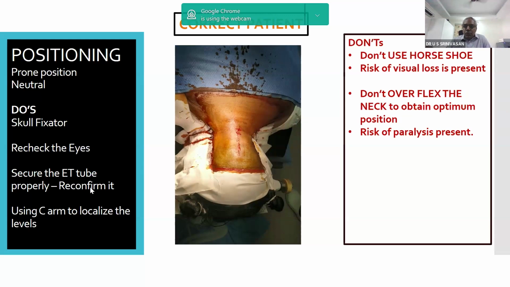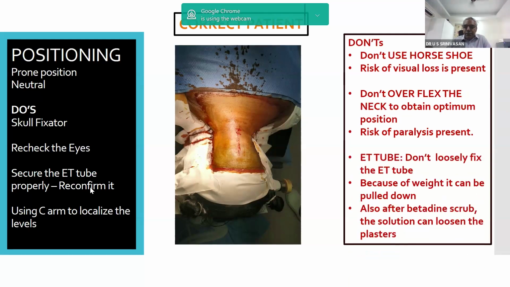Then don't overflex the neck. We have a tendency as neurosurgeons to get an optimum position during laminectomy, lumbar, cervical, or whatever it is. But in this case, there is anterior compression. Please don't overflex the neck. Whatever position you get, please proceed with it because there is a risk of paralysis. Anteriorly it's already compressed and the anterior column is fixed. So if you try to overflex it, you will not get it, but under anesthesia, you can do it, leading to further cord compression and paralysis.